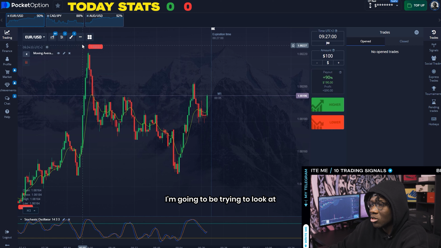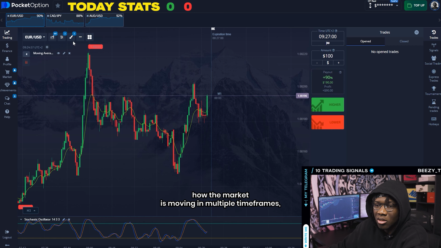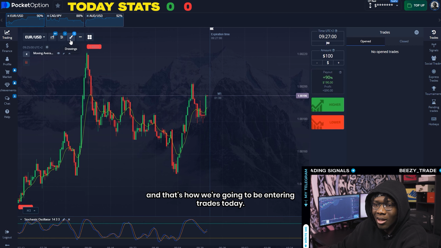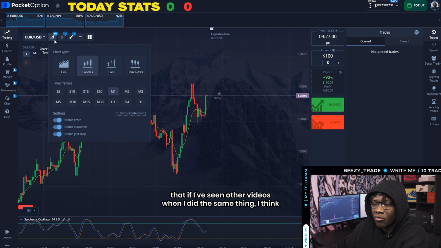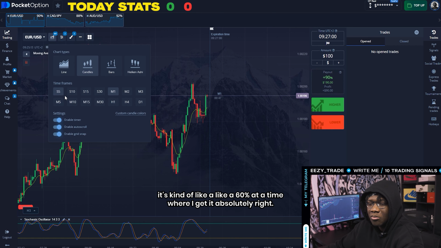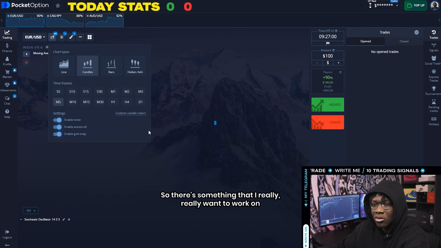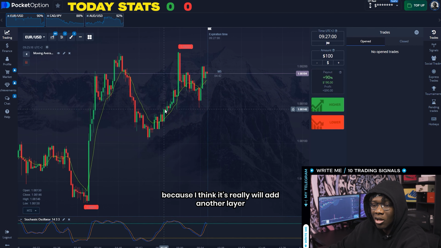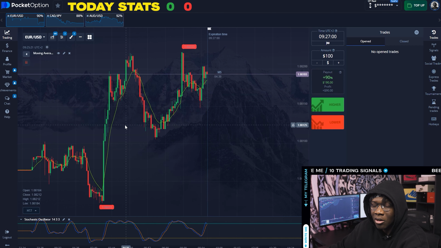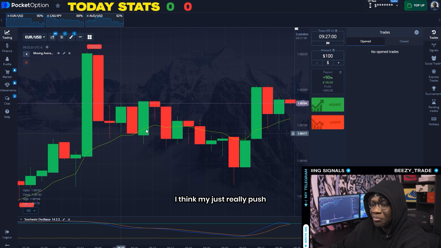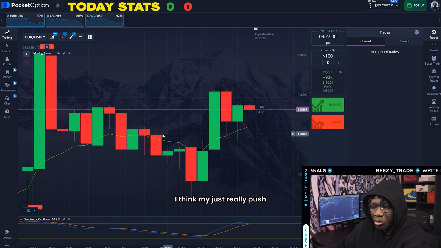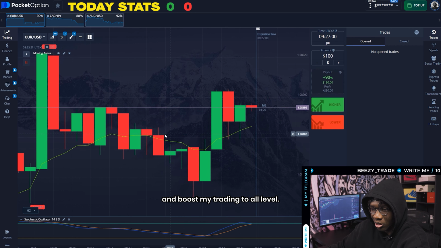So I'm using a regular moving average. I might change it to an EMA, but here I'm not really using the indicators for much. Here I'm going to be trying to look at how the market is moving in multiple time frames, and that's how we're going to be entering trades today. I really want to perfect this part of my strategy, because if you've seen the other videos where I did the same thing, I think it's kind of like 60% of the time where I get it absolutely right. So there's something that I really want to work on, because I think it will add another layer to my strategy with indicators, price action, and using multiple time frames. I think it might just really push and boost my trading to a whole other level.